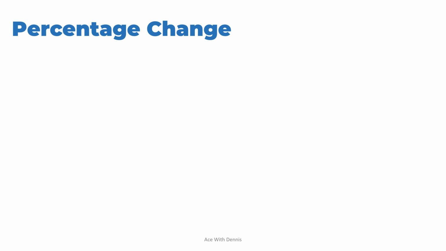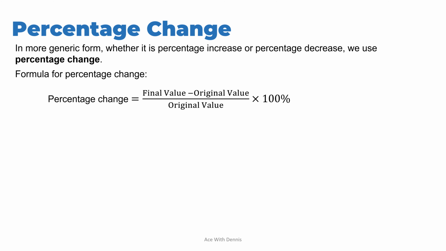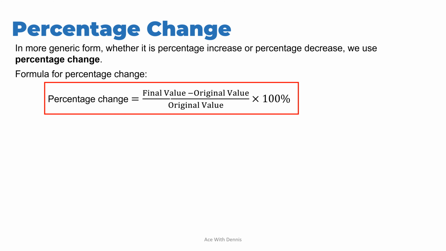Right, now percentage change in more generic form, whether it is percentage increase or percentage decrease, we use percentage change. So here's the formula for percentage change. Percentage change equals final value minus original value over original value times 100%.